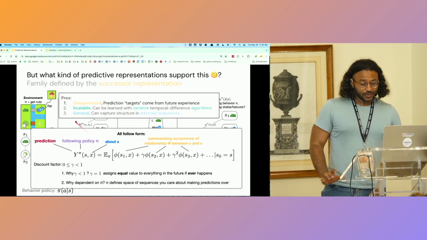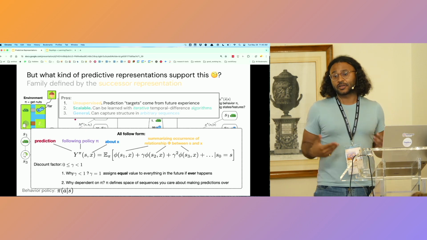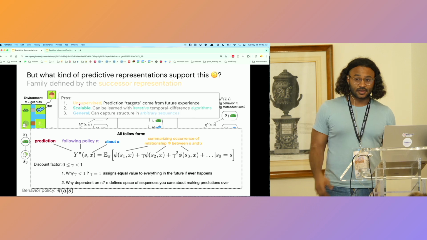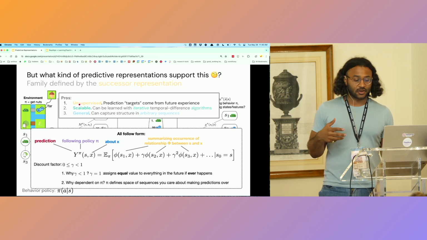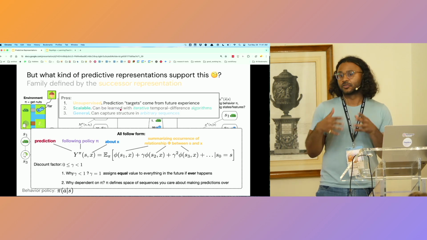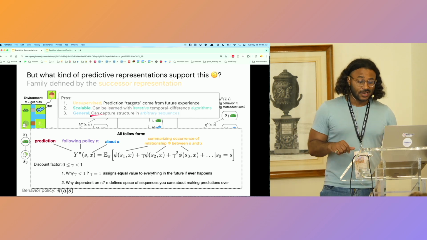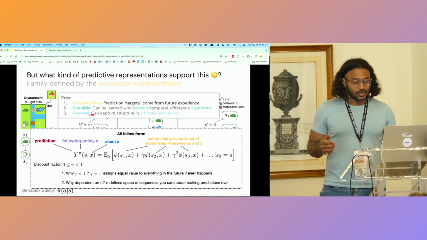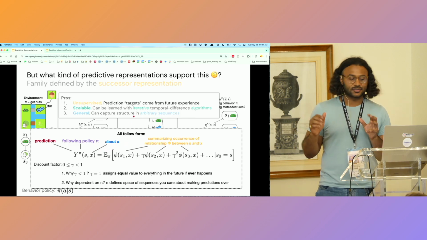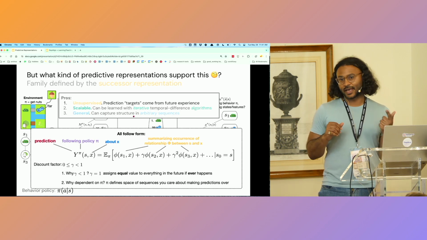Some pros. This is unsupervised, so prediction targets come from future experience. That's nice. The algorithms for learning this are scalable. They can be learned with iterative temporal difference learning algorithms, so they can scale to real-world data. That's also really nice. And then these are very general. This form of equation can capture structure in arbitrary sequences. So the pros of this are unsupervised, scalable, and general.